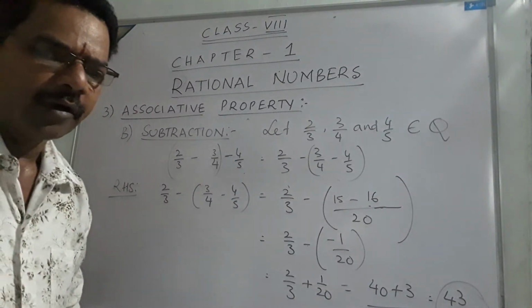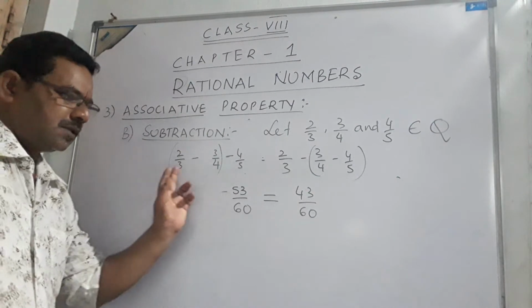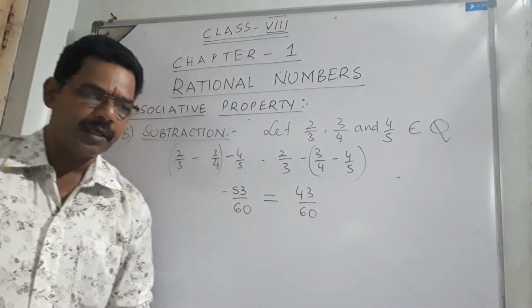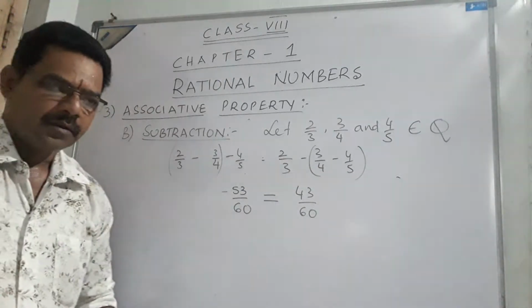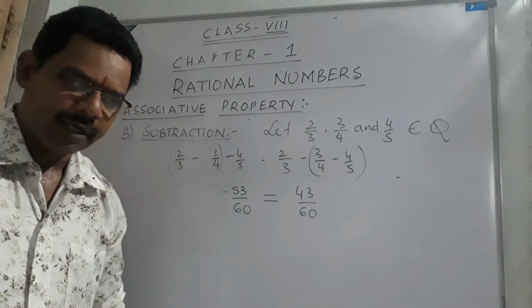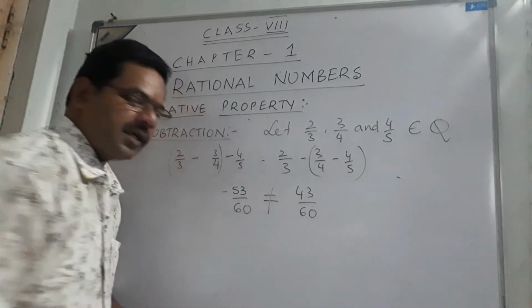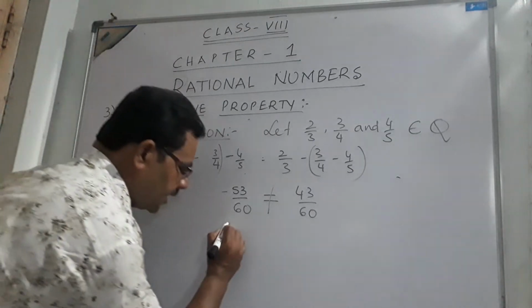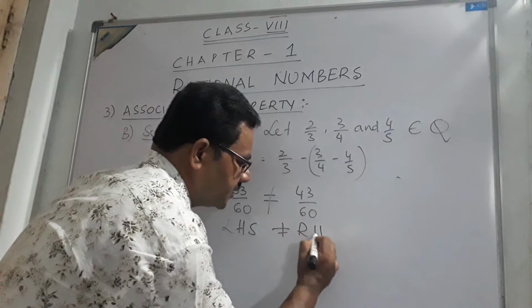Otherwise, it is not followed. Okay. See the answers. The first answer we got is minus 53 by 60 and the second answer we got is 43 by 60. So you can understand these two answers are not equal. Yes or no? So these are different. That means left hand side is not equal to right hand side. So LHS is not equal to RHS.